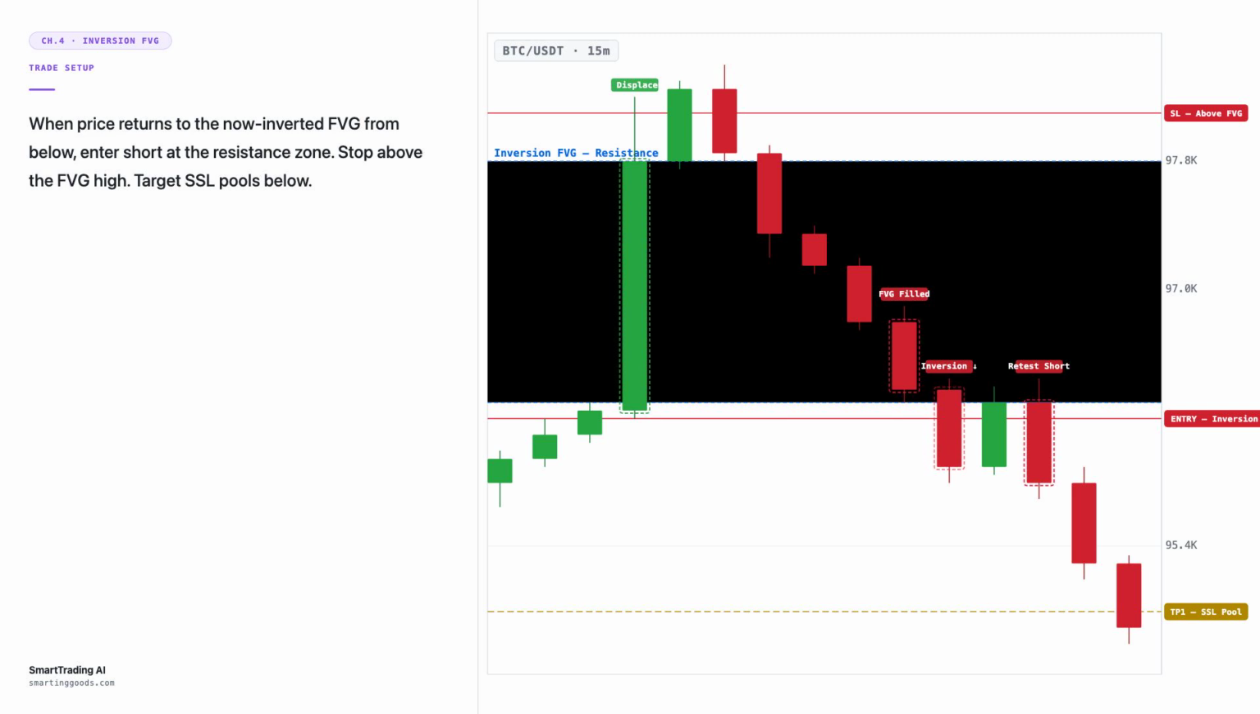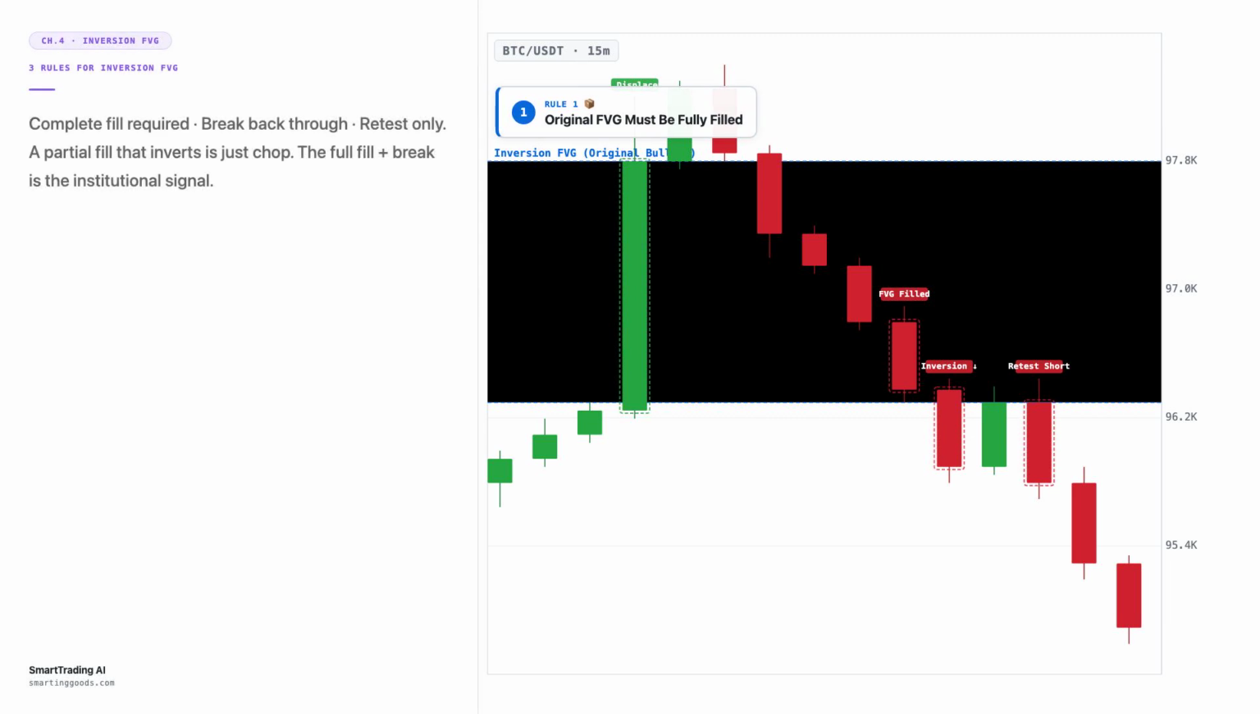3 rules for a valid inversion FVG. 1. The FVG must be tested then broken. A clean fill followed by a clear break through the bottom of the zone. 2. A CHoCH or BOS must confirm the flip. Market structure must agree with the inversion. You need a directional shift, not just price touching the zone.